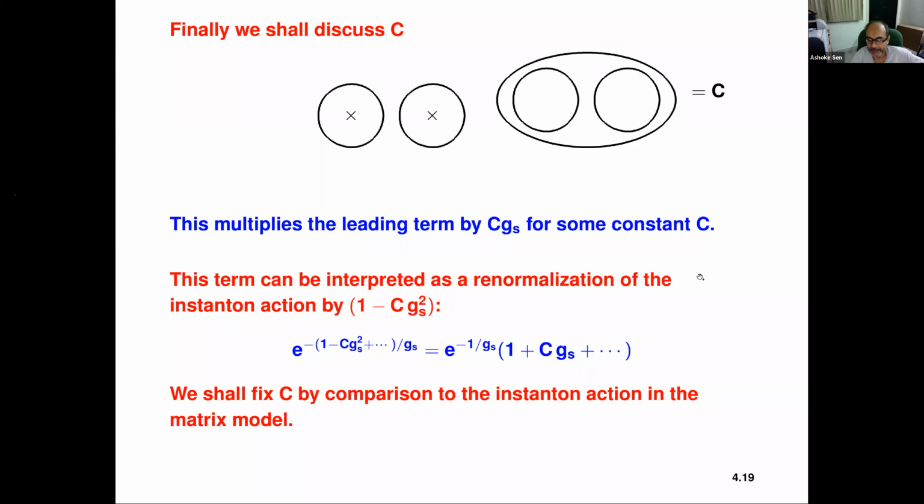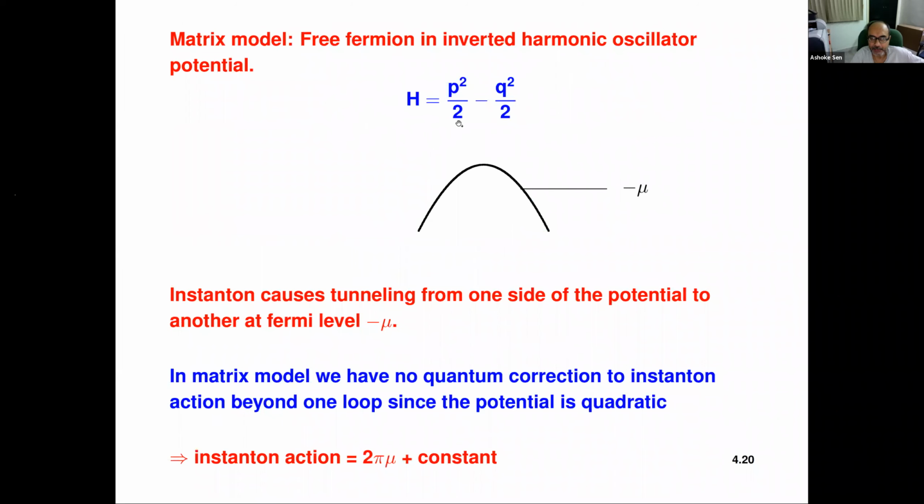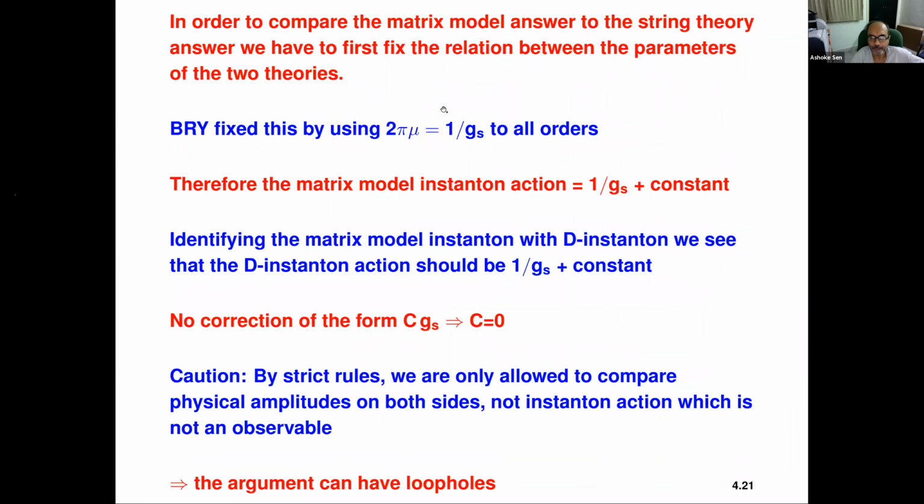But I think in your analysis, you have fixed this ambiguity by fixing the instanton action to be 2 pi. Right? You have used this relation without any correction.